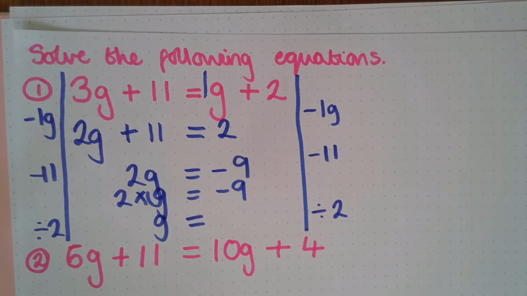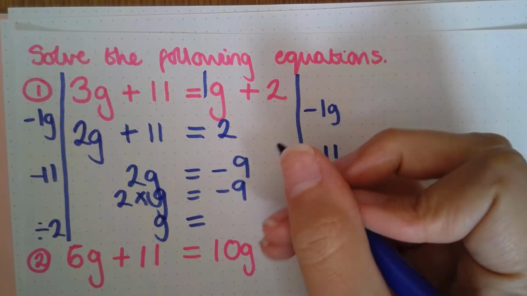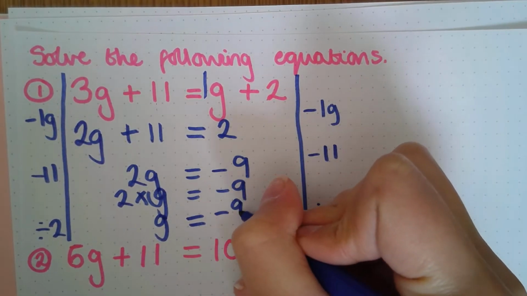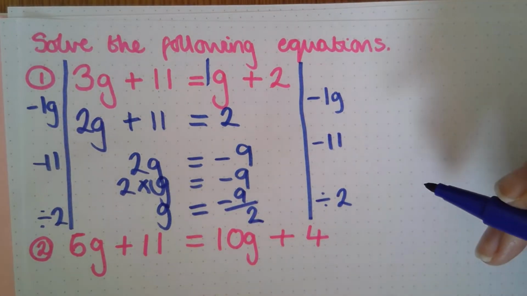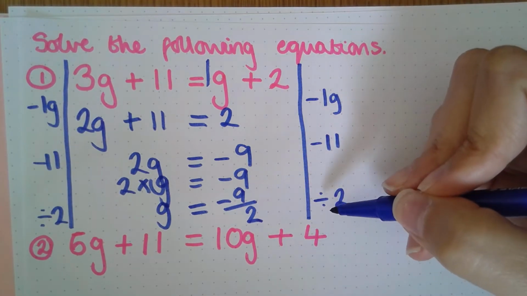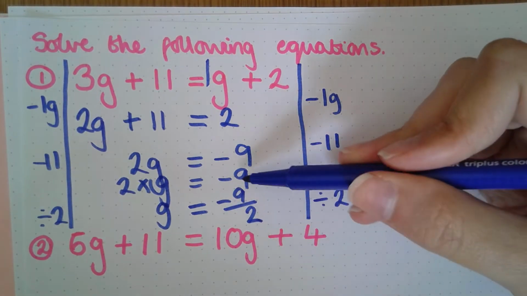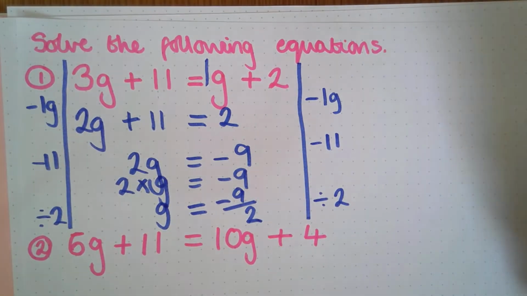And then minus 9 divided by 2, we're going to leave as minus 9 over 2. We can leave that as a fraction. Okay, you can write minus or negative 4.5. But we're looking at leaving our answers as fractions, so negative 9 over 2.